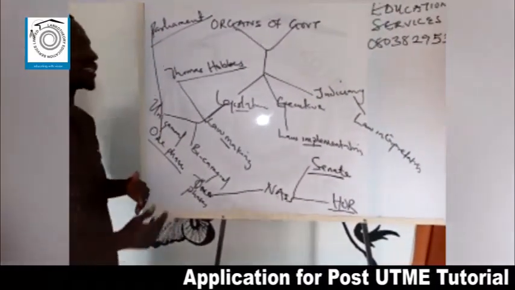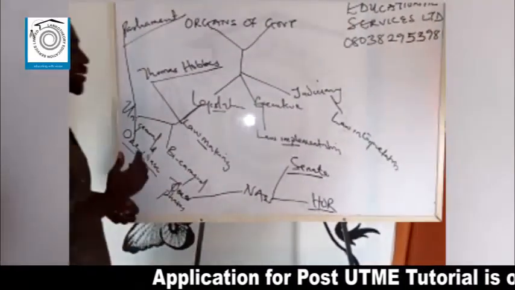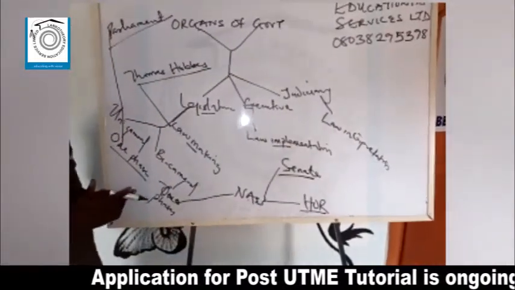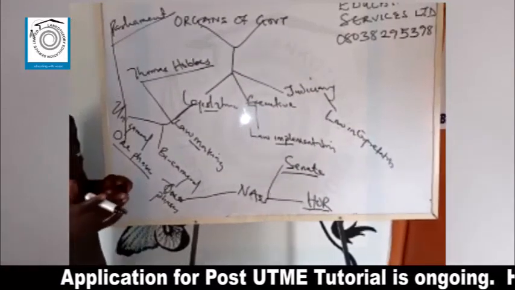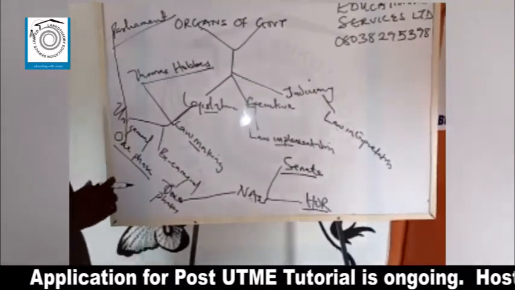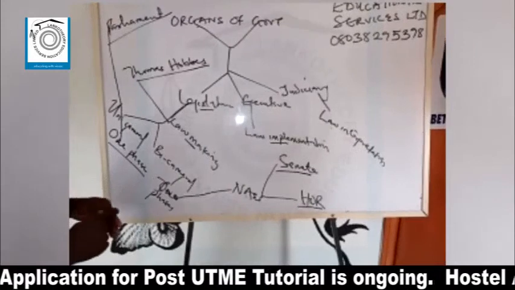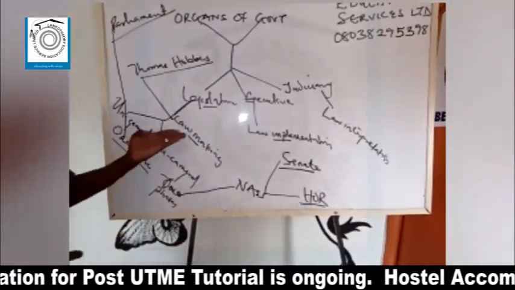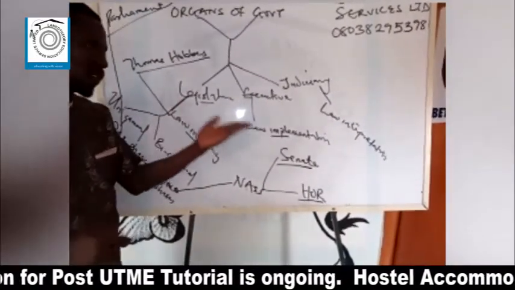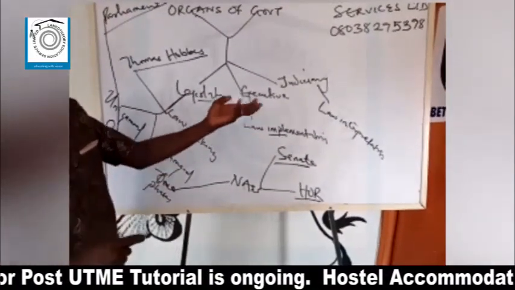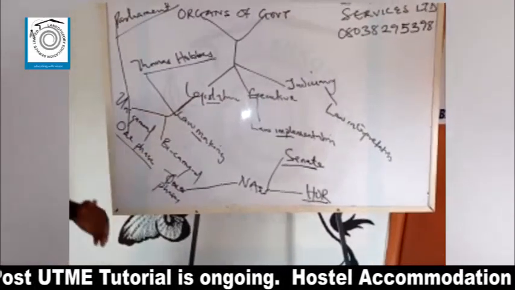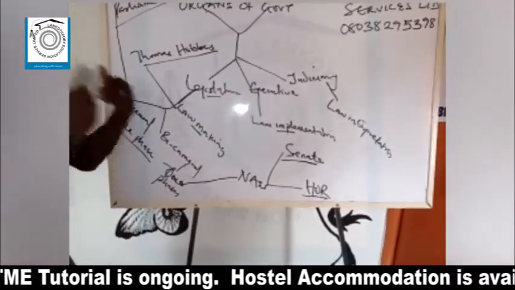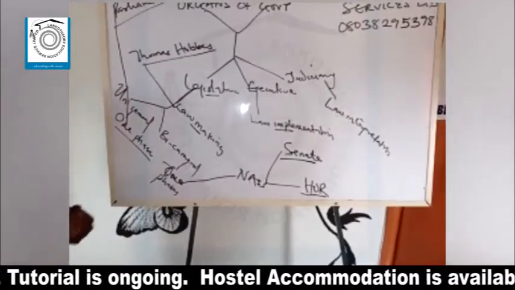The second one is the executive. The executive is charged with the responsibility of law implementation. That is, after the law has been made by the legislature, it is now implemented by the executive. What do we mean by implementation? Setting it into force, ensuring that people comply with the law.